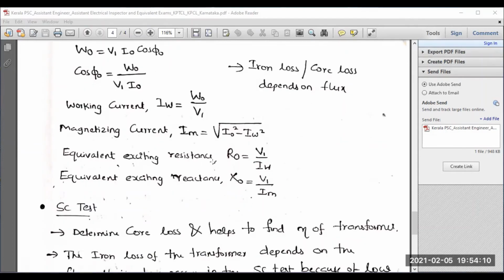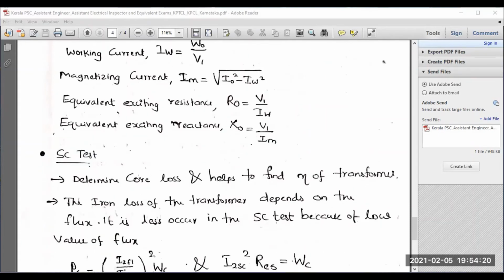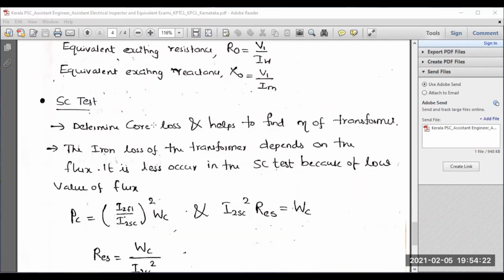Similarly, the equivalent exciting resistance is the ratio of V1 by the working current, and the equivalent exciting reactance is given by V1 by magnetizing current. Similarly, SC test is mainly used for determining what is the purpose. Determine copper loss, SC test. Okay, short circuit test. So there is a correction actually. Here it should be copper loss. Short circuit test is mainly used for determining the copper loss.